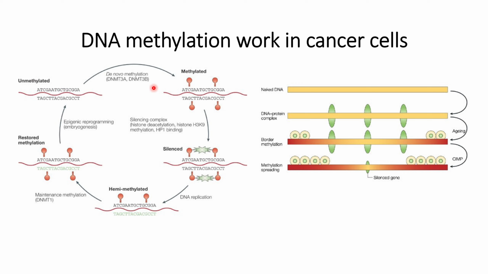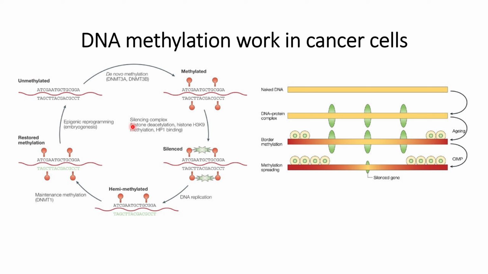The methylation of these CG sites or CpG sites occurs via the enzymes DNMT3A or DNMT3B. The red bulb shows the methylated site, as this is a CG site. Because of this methylation, silencing of the gene occurs. This silencing of the gene is the final step.